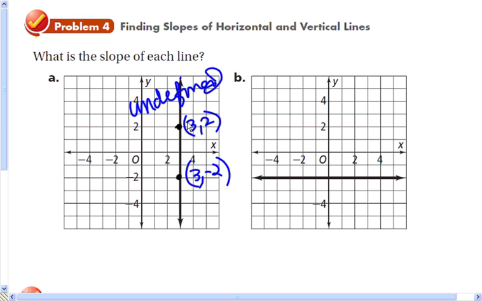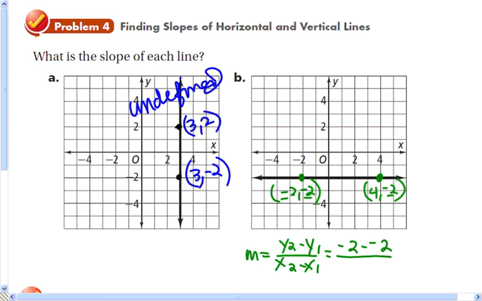Now this one, say we have that point and that point, and we run the slope formula. By the way, notice we always use the letter m for slope. That will continue. So this point is (4, -2), and this point is (-2, -2). If I subtract my y values, I'm going to do -2 minus -2. Subtract my x values, I'll do -2 minus 4, and that's equal to 0 divided by -6, which is 0.